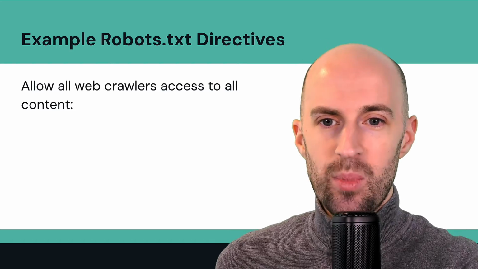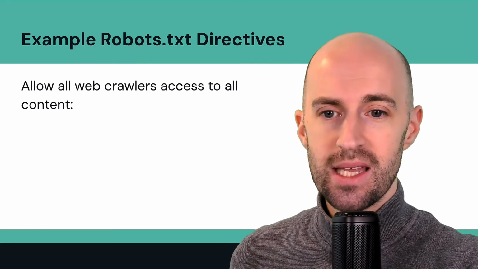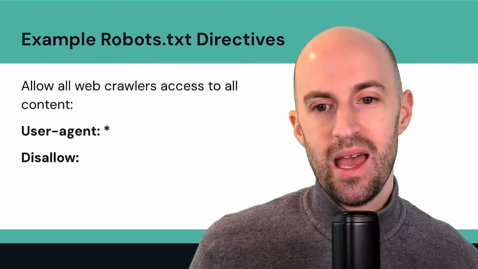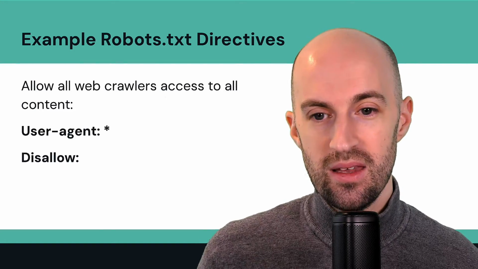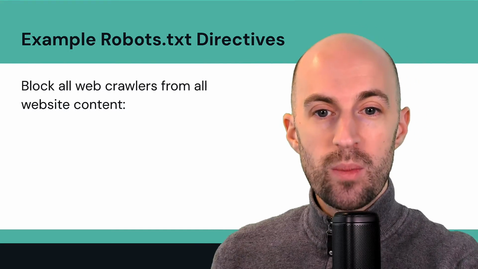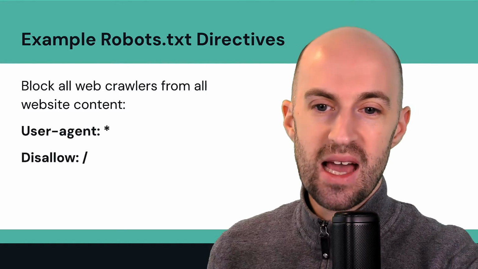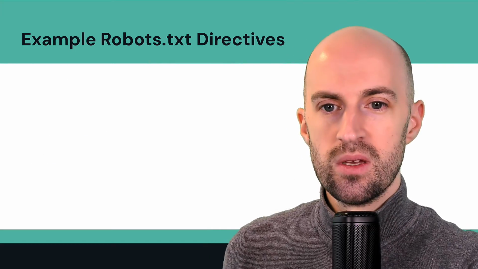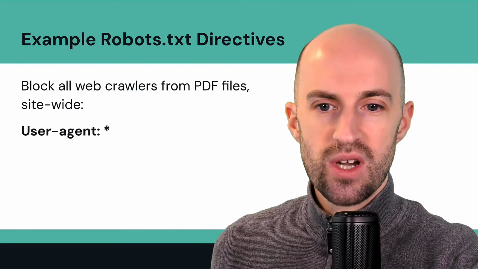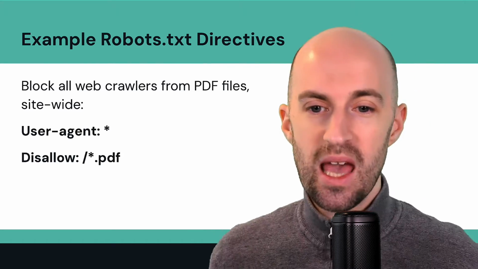So here's some more examples of directives. If we want to allow all web crawlers access to content, user agent star, disallow is blank. And this basically says just crawl everything and allow any spiders to crawl anything. If you want to block all web crawlers from all website content, user agent star, disallow /. This basically says don't crawl anything. Block all web crawlers from PDF files site-wide, user agent star, disallow /*.pdf. So this selects all PDF files on the site.